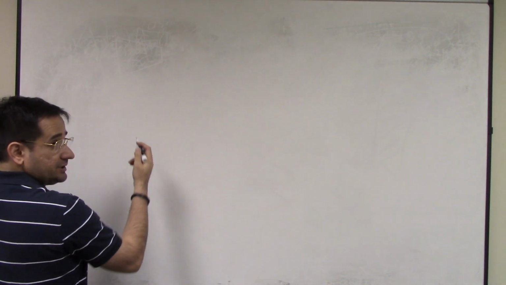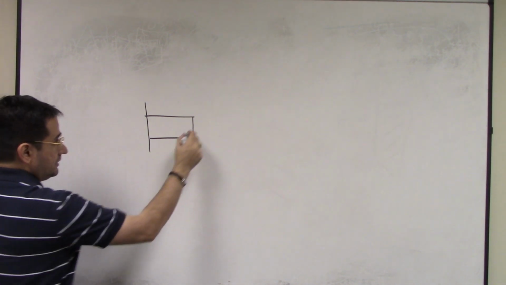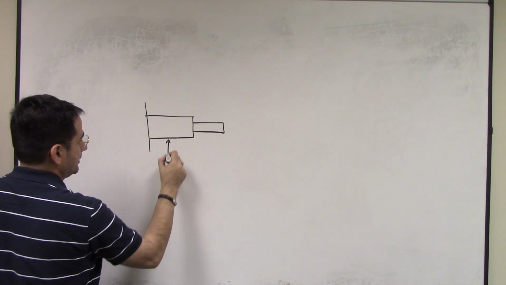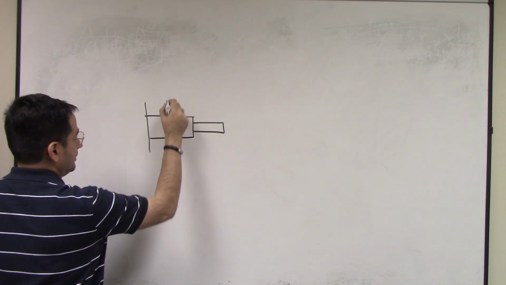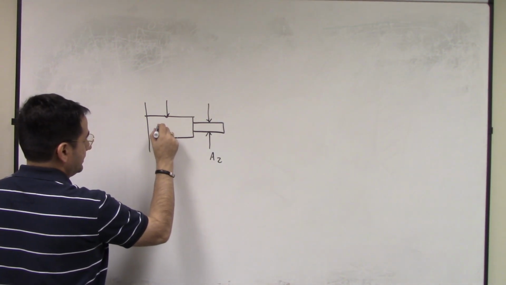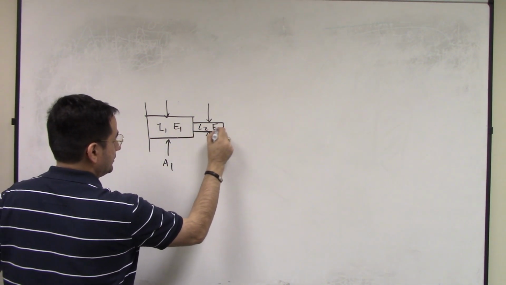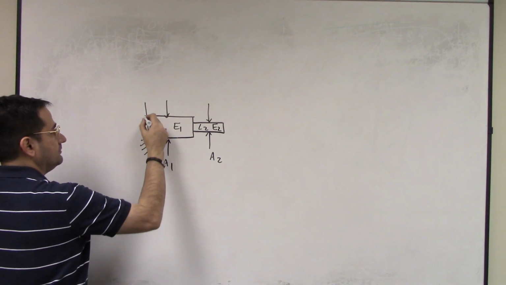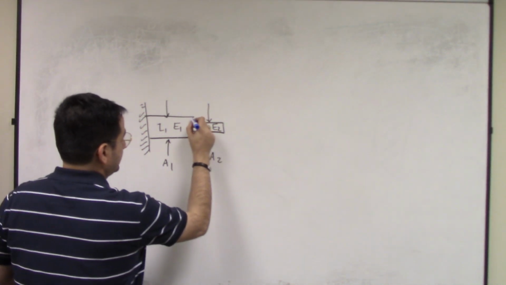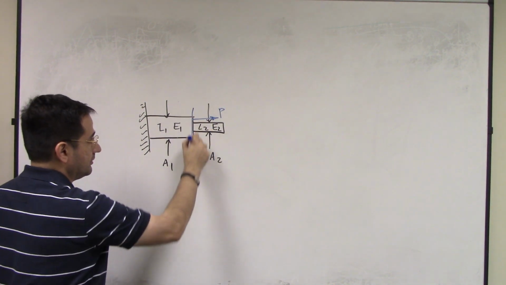So the first example we're going to consider is two bars with cross-sectional area A1, A2, and the length L1, modulus of elasticity E1, L2, E2, and this is the wall. And there is a force applied to here and in the middle, right?